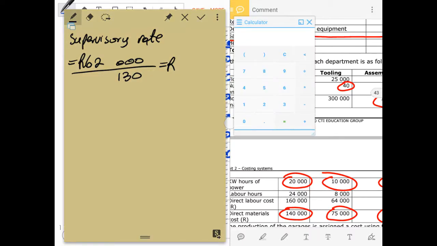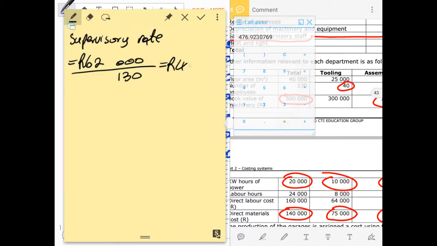per employee. 62,000 divided by 130 is 476 rand 92 cents per employee. That means a supervisor on average gets paid 476 rand 92 cents per employee.